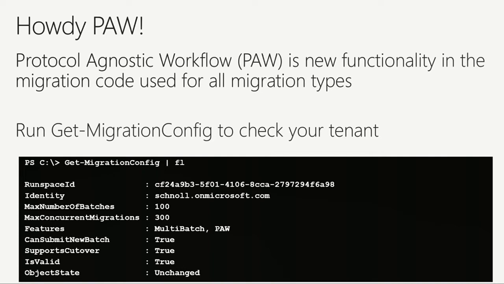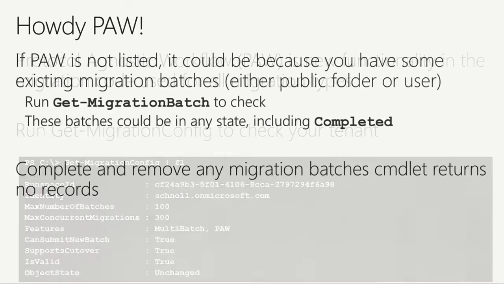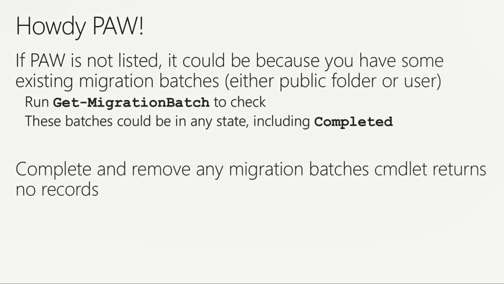But the first thing you want to do is check your tenant and see if PAW is enabled. If PAW is not enabled, then there's a couple things that you can do. One could be because maybe you've got some existing migration batches. It could be public folders or mailbox, and so you would run Get-MigrationBatch to check that.